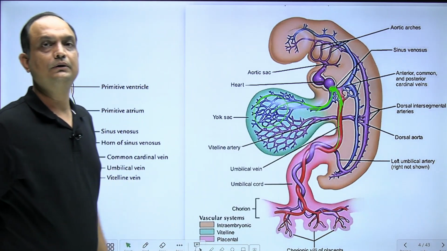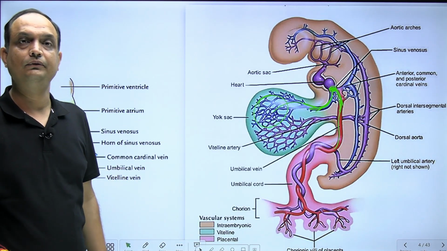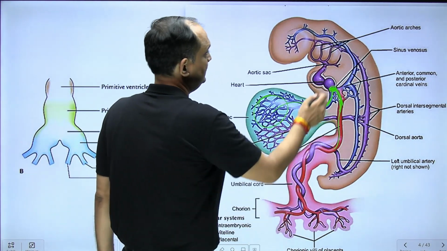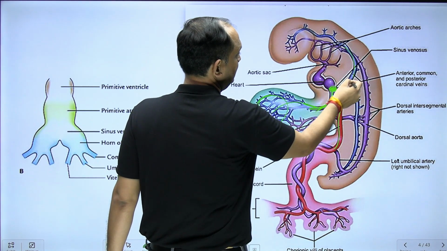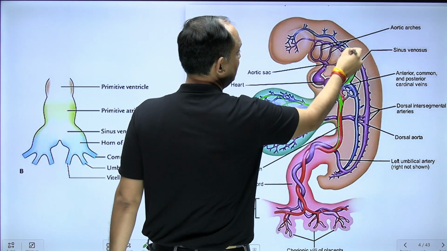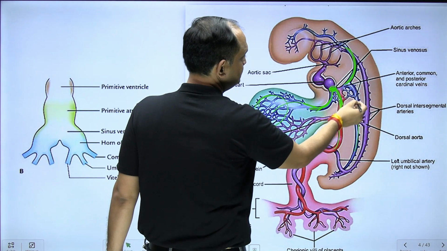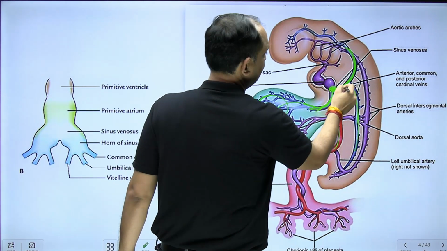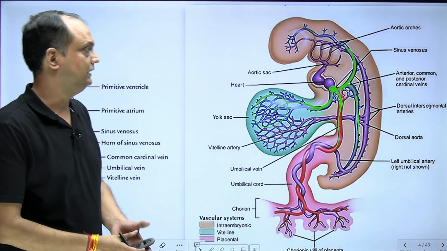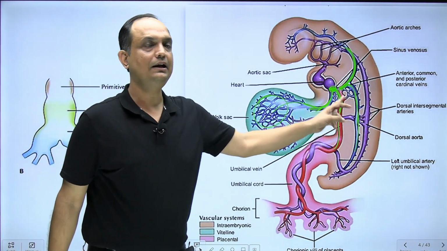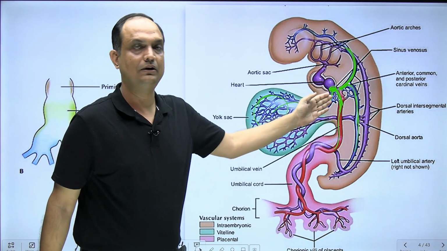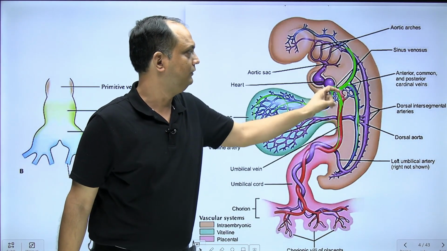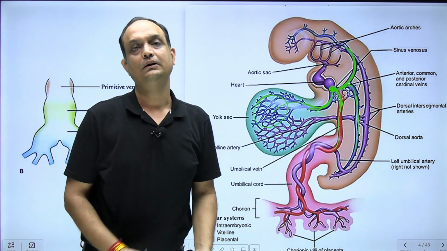Now when we are talking about the formation of the common cardinal vein, the word common means that it is formed by the fusion of two veins. This one is coming from the anterior end, so it is known as the anterior cardinal vein. This one is coming from the posterior side, which is known as the posterior cardinal vein, and both of them fuse to form the common cardinal vein. So there are three veins on each side. One is from the yolk sac, one is from the placenta, and there are two veins which join together to form a common cardinal vein.